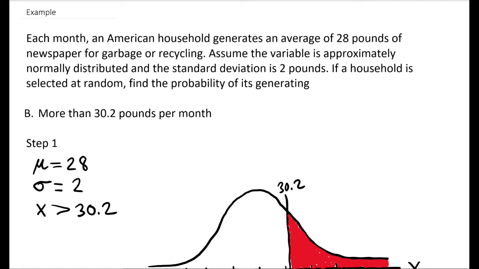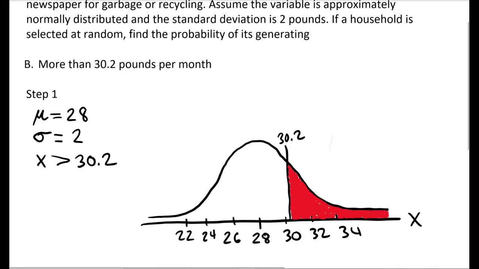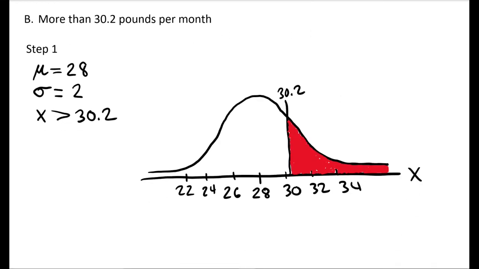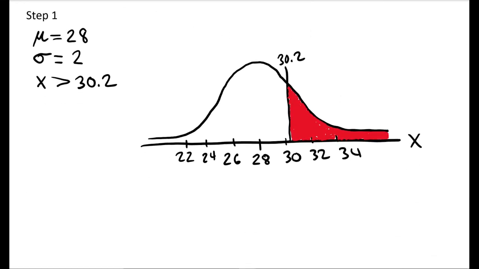All right, now we're going to look at part B. What is the probability of its generating more than 30.2 pounds per month? So this time x is greater than 30.2 pounds, and we'll label that on the same curve that we drew earlier. So 30.2 is a little bit greater than 30, so I did it as such, shaded to the right because we want the right area. Now since we want to find the right area and the table gives us the left area, of course we're going to have to subtract it from 1, but we'll do that in the third step.